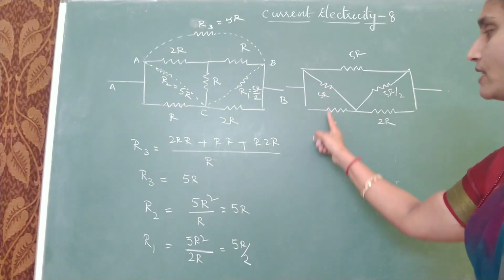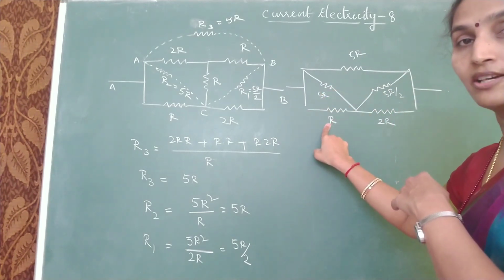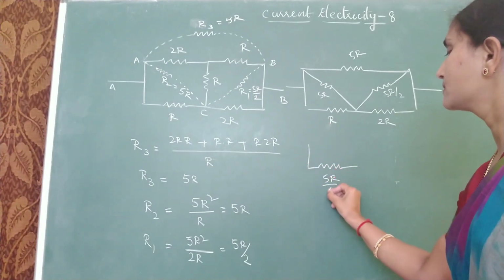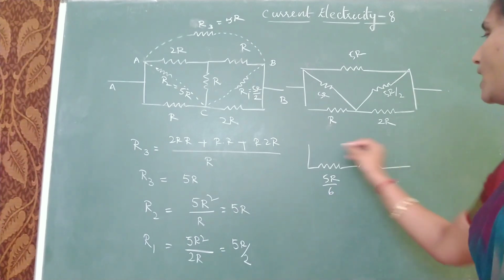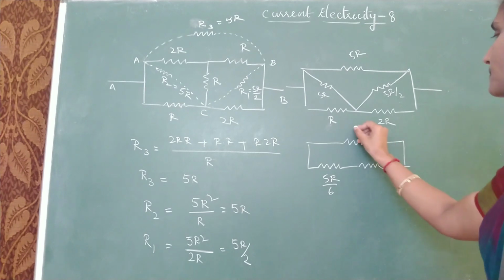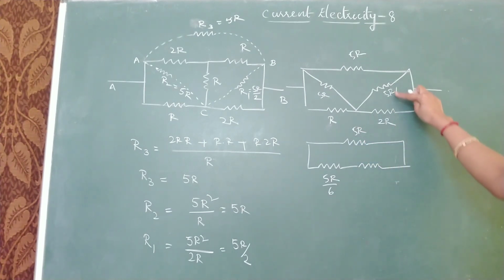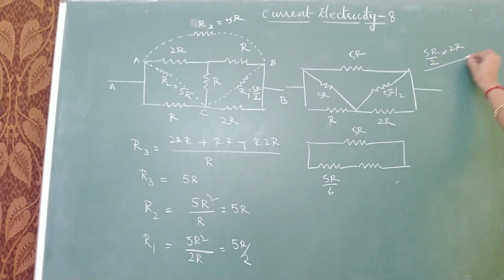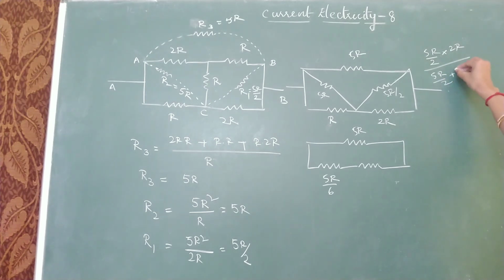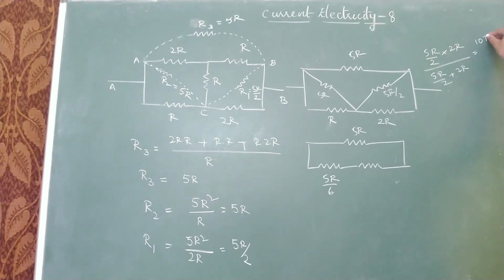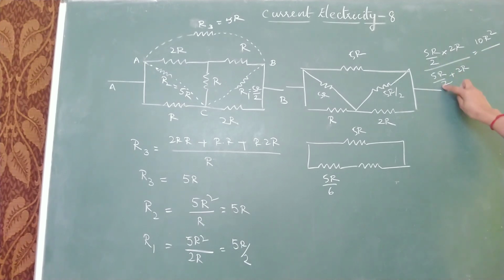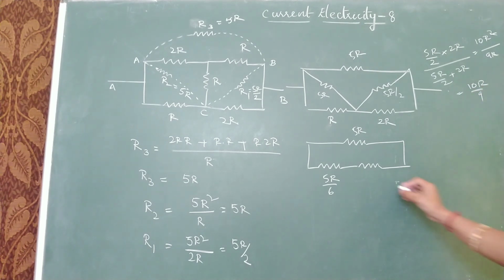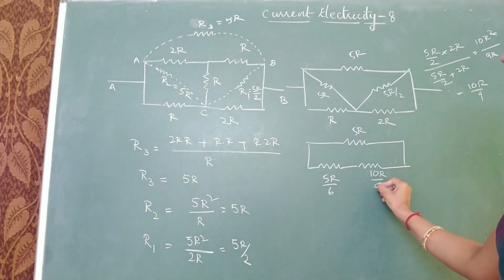Let us solve it. 5R and R in parallel: 5R into R by 5R plus R. I will write this as 5R by 6. This is 5R by 6. The upper one will remain as 5R. These two resistors are in parallel combination. So what should be the answer? 5R by 2 into 2R by 5R by 2 plus 2R. Take LCM. 10R square. 2 will anyway get cancelled. 4 plus 5, 9R. We have got 10R by 9. So this is 10R divided by 9.